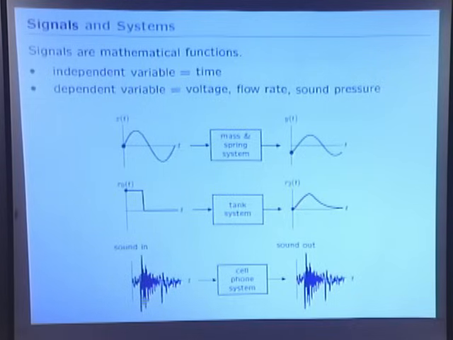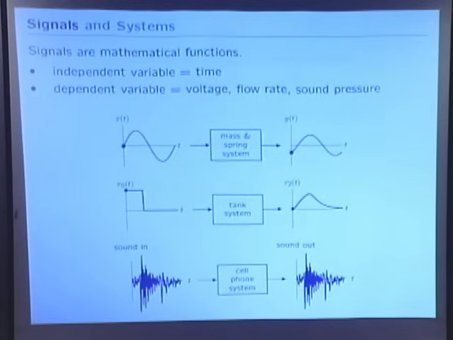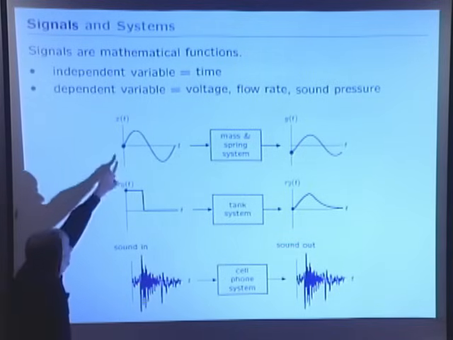So basically, a signal is just a mathematical function. In all the examples I talked about so far, and in many of the examples that we'll talk about throughout the term, the function is a function of time, and the signal can have many different dimensions. So for example, the mass spring system evolved as a function of time. The leaky tank system evolved as a function of time. The cell phone system had acoustic signals that were functions of time. Time was the same in each case. But the dependent variable can be a variety of things.